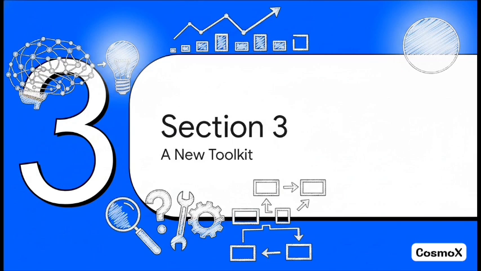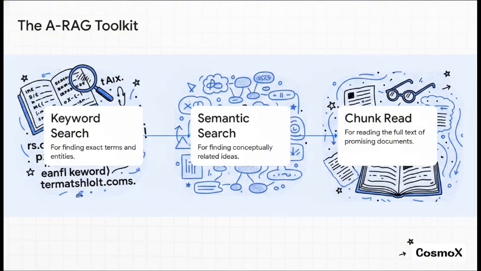That brings us to Section 3, where we're going to look at its brand new toolkit. So agentic RAG, or ARAG, gives the AI three core tools, and they work a lot like how you or I might do research. First, it can do a keyword search. Think of this like looking in a book's index for an exact name or a specific term. Second, it's got semantic search, which is more like browsing a whole section of the library to find related ideas and concepts. And finally, there's chunk read, which is basically pulling a promising book off the shelf and reading the whole chapter.